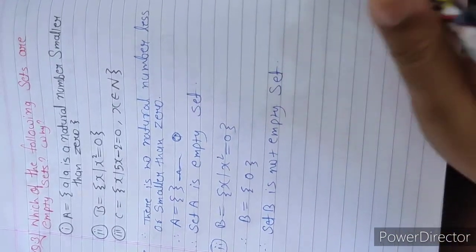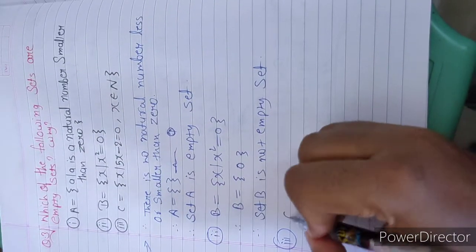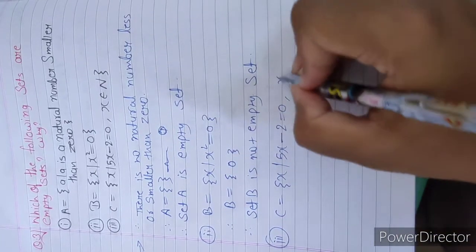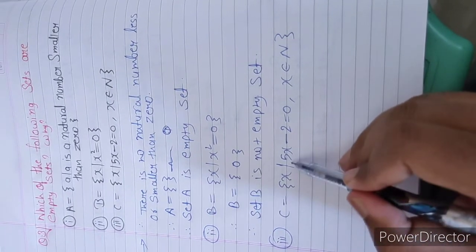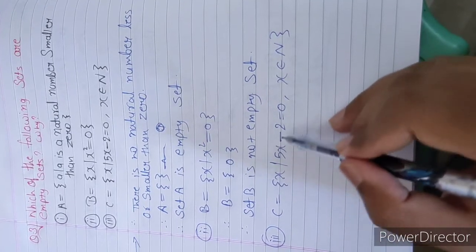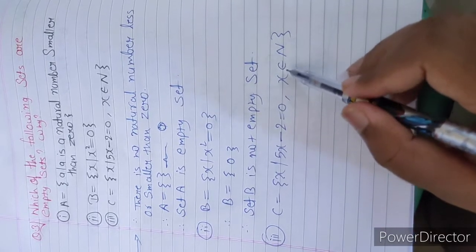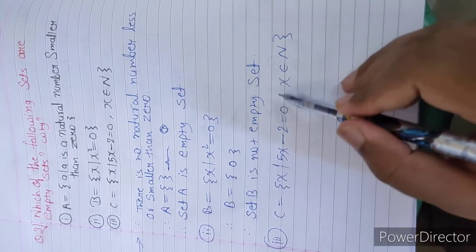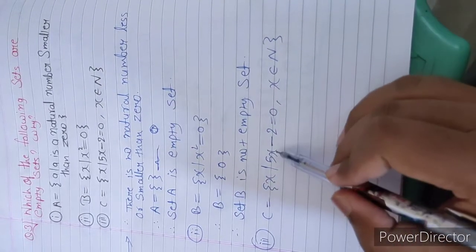In question number 3, again we have been given a linear equation. C is equal to the set of x such that 5x minus 2 is equal to 0, x belongs to N. Here C is a set of x such that 5x minus 2 is equal to 0. We have been given a relationship between a constant and the variable x, and also a condition that x belongs to the natural numbers. We will use this condition to verify whether our set is empty or not. First of all, find the value of x.